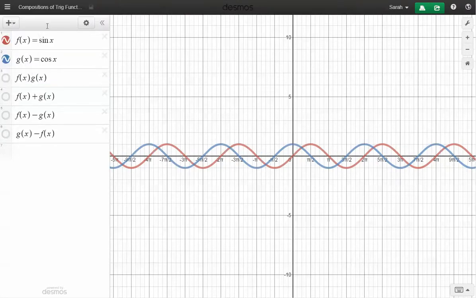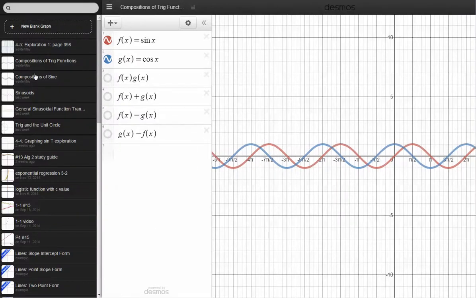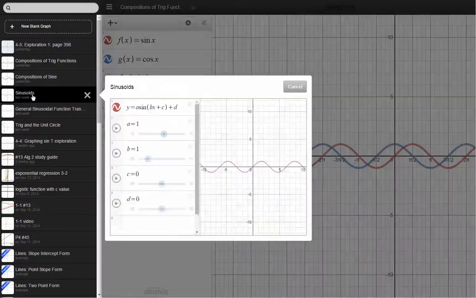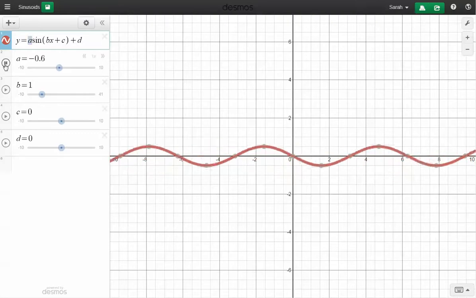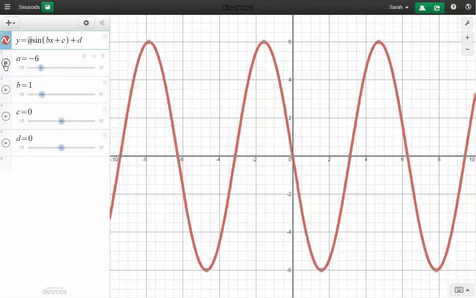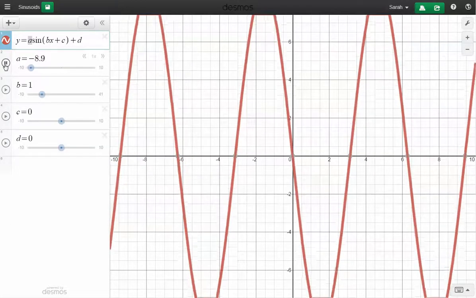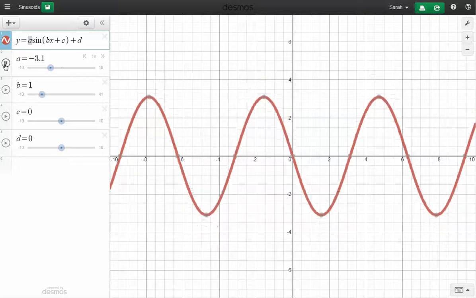Let's look at another case. Here's another one from my pre-calculus class where we were looking at sinusoids, or graphs of sines that were changed in certain ways using transformations. And so we can talk about amplitude and how amplitude is determined by the absolute value of this a. So we make a variable and we can push play and see what happens when a changes. What happens when a is negative?